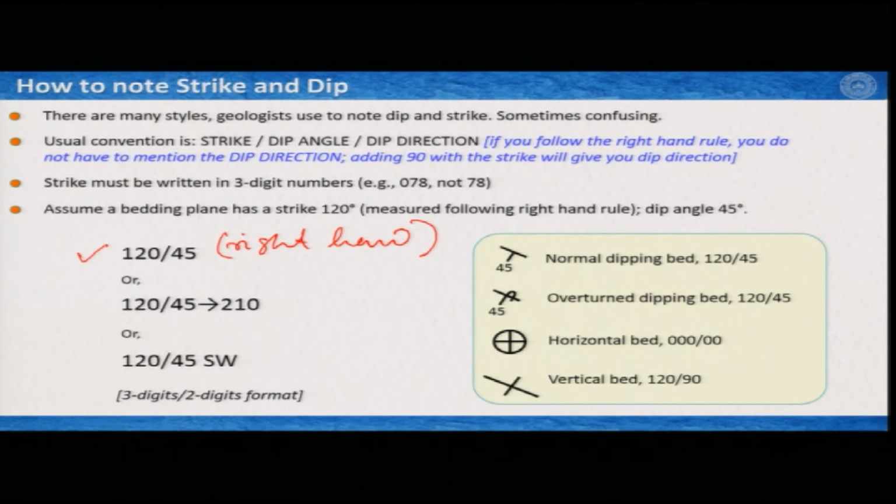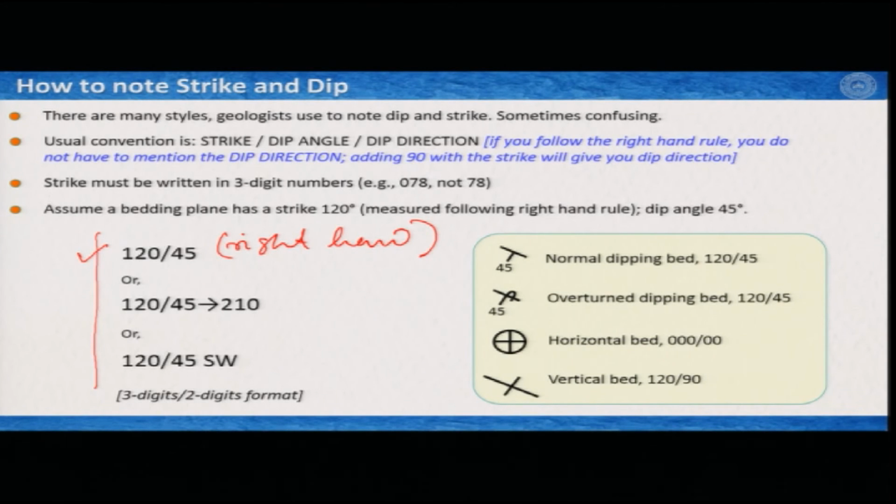You can also write 120 degrees, 45 and then an arrow 210, that is the direction it is sloping. That means it is sloping towards southwest. So you can also write it 120 degrees slash 45 southwest. So a 3-digit slash 2-digit format. This is how you note your dip and strike and dip direction data in the field notebook.